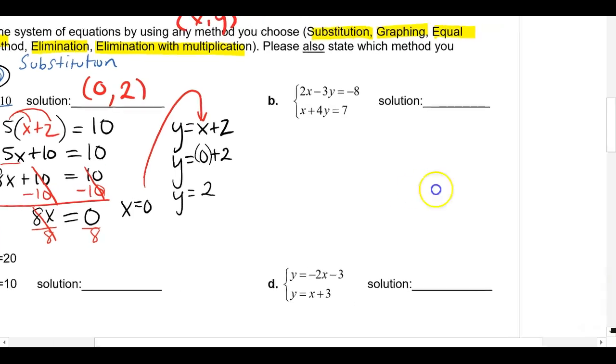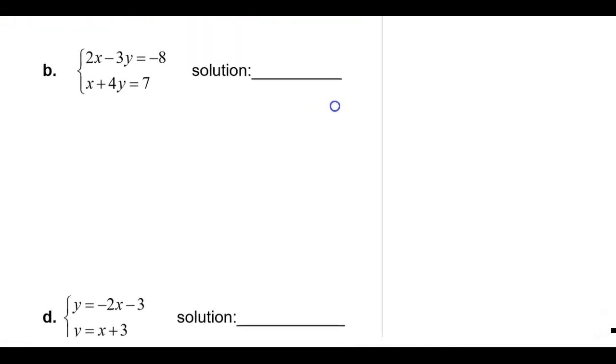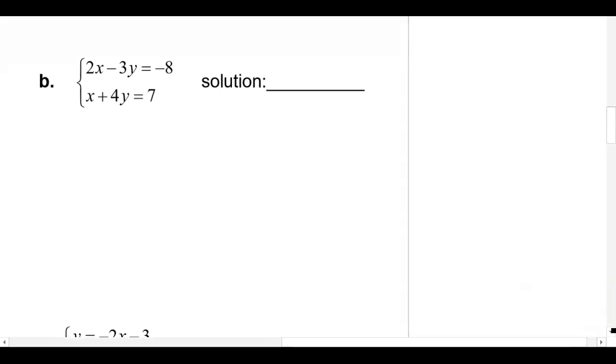Okay, so let's go over this next one here. So what would be the best method to use here? Well, I've got an x and a y on the left side of the equal sign on the first equation. I also have an x and a y on the left side of this equation. Well, I think the best choice here would be elimination, because I have all my variables in order. They're all lined up. And for elimination, remember, we need to make opposites.